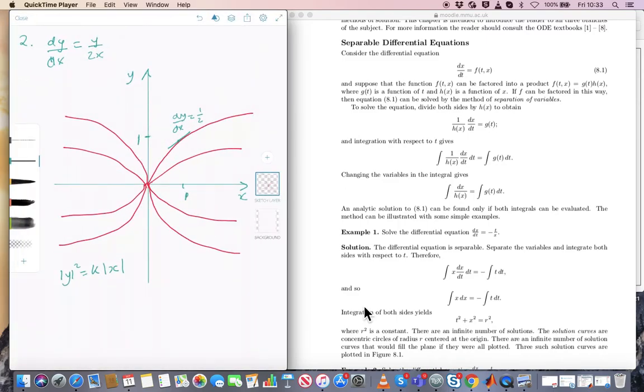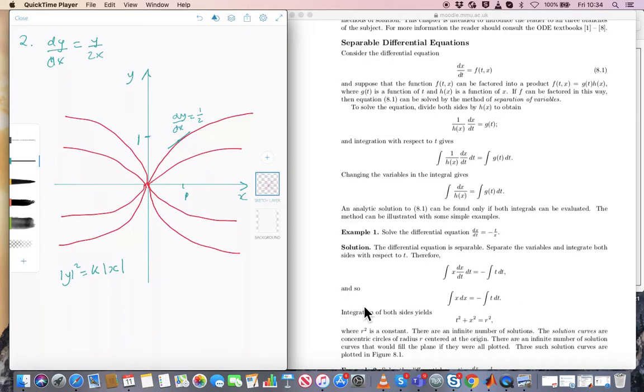Okay, so here we have our separable differential equation, dy by dx is y over 2x. We've just found the solution is y squared is k mod x. And if you think about it, these give you parabolae. So y squared is x gives us a parabola, but on the xy axis rather than the y-x axis.